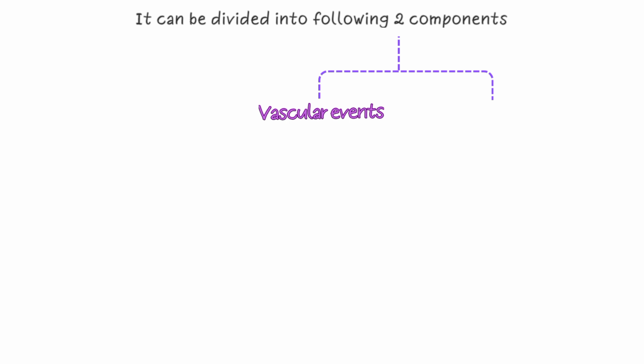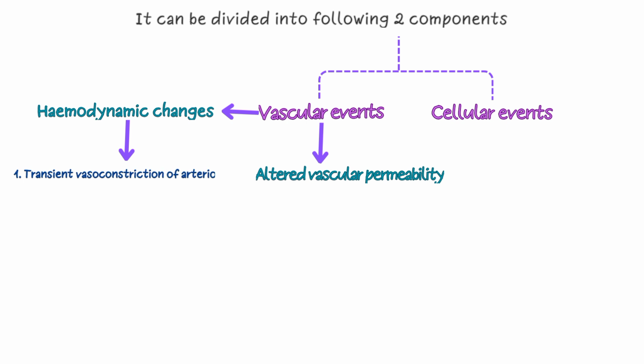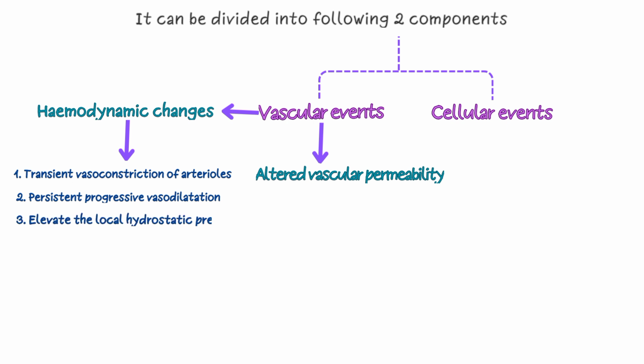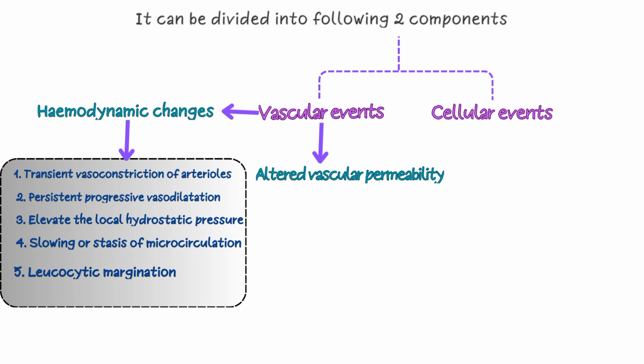1. Vascular event. 2. Cellular event. Now vascular event includes two types of alterations: 1. Haemodynamic changes. 2. Altered vascular permeability. Under haemodynamic changes, 5 changes occur. That is, 1. Transient vasoconstriction of arterioles. 2. Persistent progressive vasodilatation. 3. Elevation of local hydrostatic pressure. 4. Slowing or stasis of microcirculation. 5. Leukocytic margination. This was about haemodynamic changes.